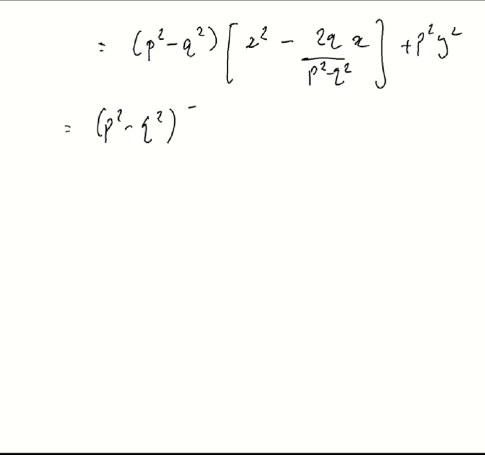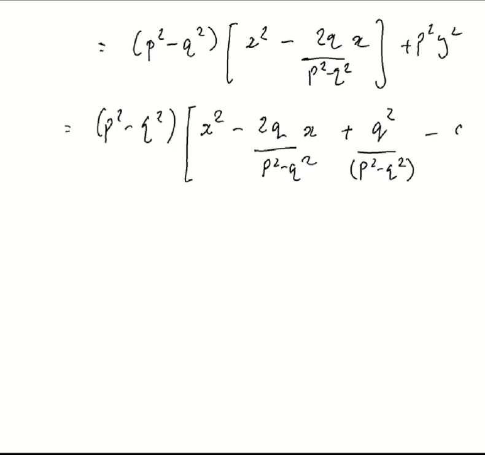That's actually quite a nice square to complete, because you can see it's x squared minus twice something times x. So we just need the something squared to add in to give me the perfect square. So what's the something? The something is q over p squared minus q squared. So I'm going to square that and add it in.